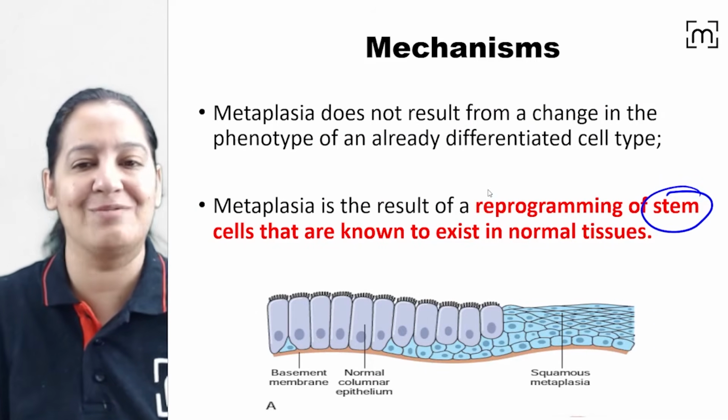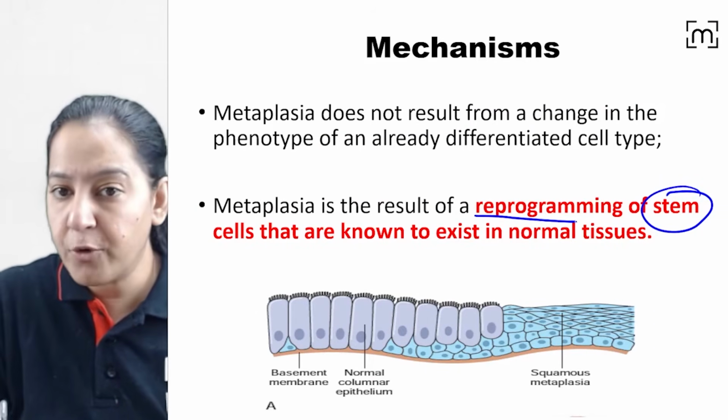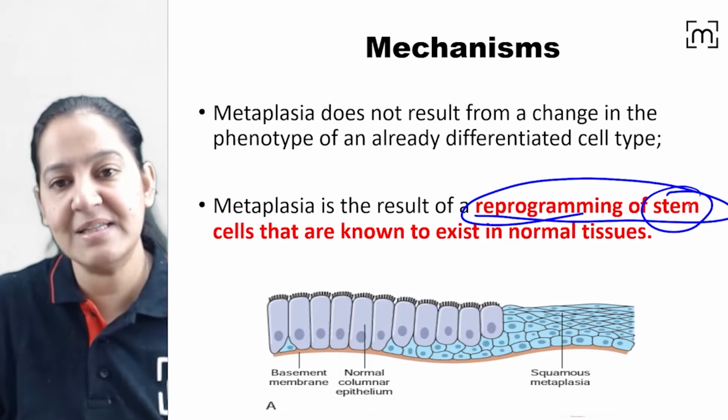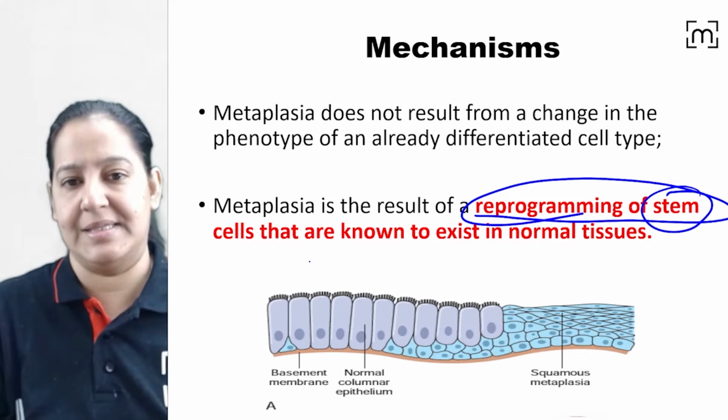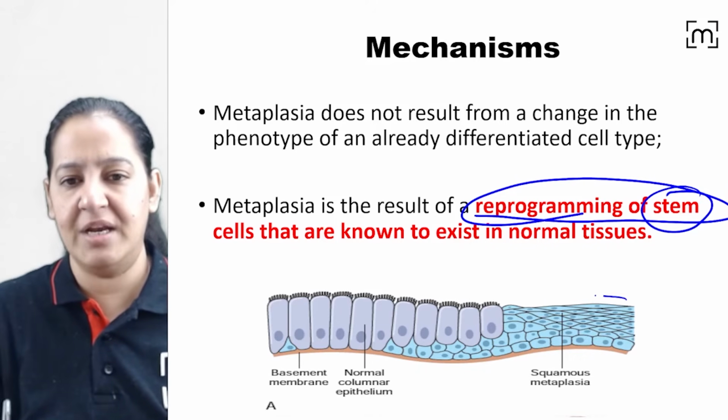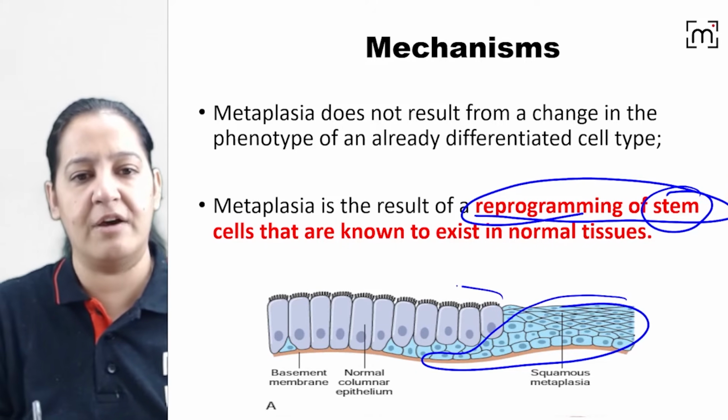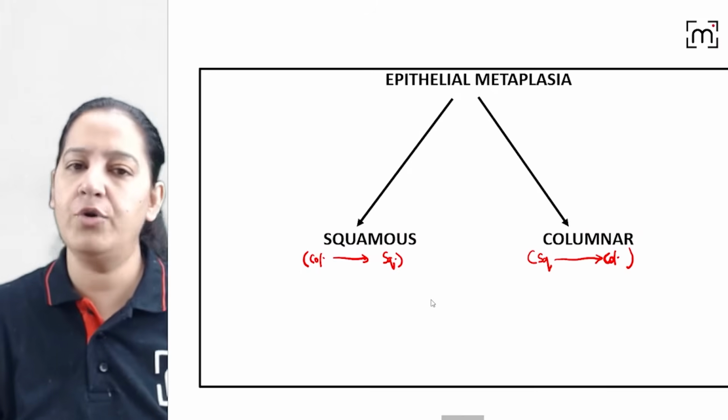So that is the transformation. Yes. So it is the reprogramming of the stem cells. The stem cells got reprogrammed, right? And now they will form the new cells, right? So here you can see initially they were forming the squamous, but now they are forming the columnar. So this is how you can say, right?